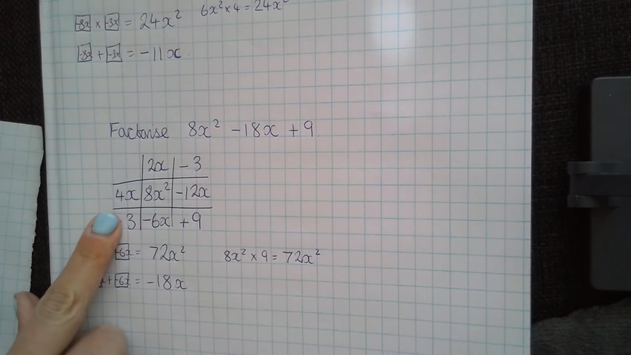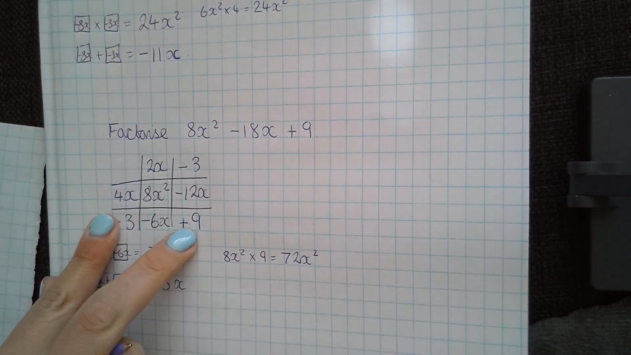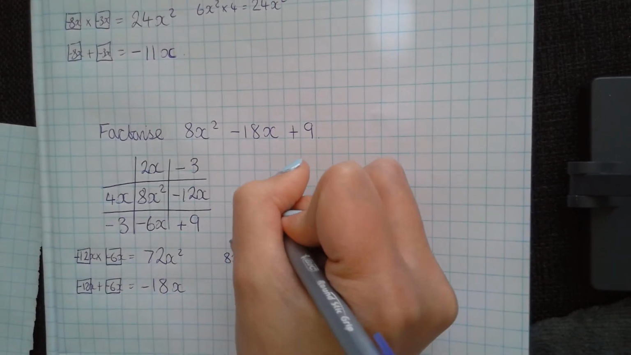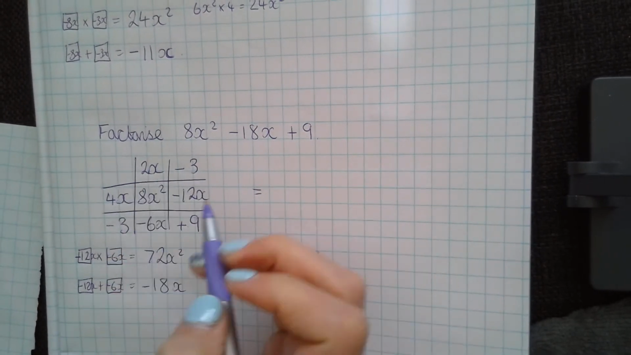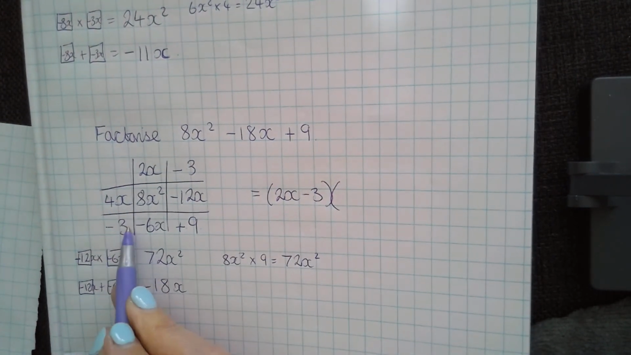It can't just be a positive 3 because negative 3 times positive 3 is negative 9. But we need a plus 9, so there must be a negative there. So my final answer is 2x take 3 and 4x take 3.